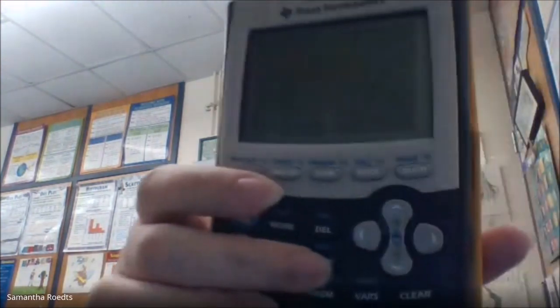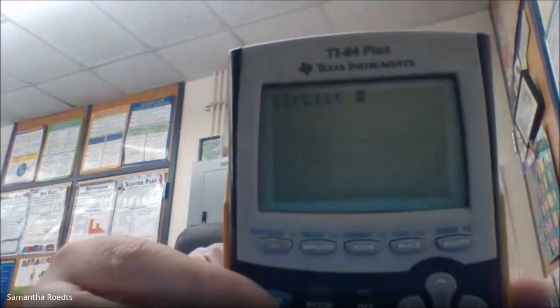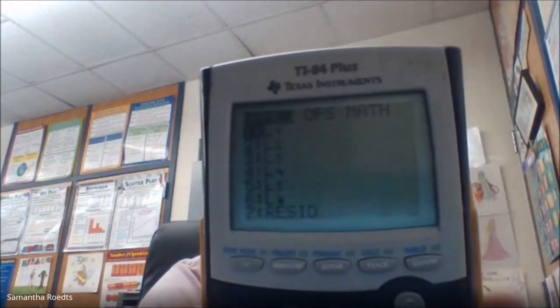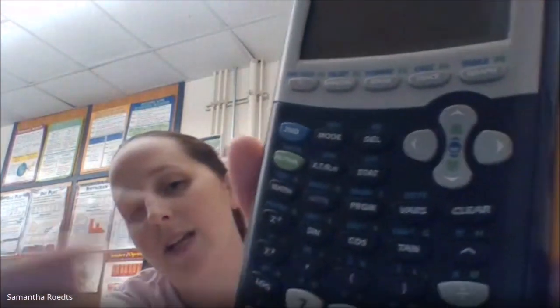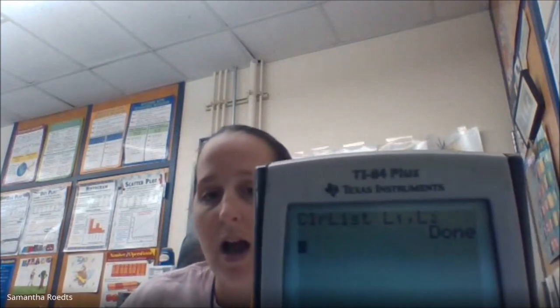So if I want to delete my list, again, I go to stat. Then I go to 4, which says clear list. Then I go to second, and then stat again, so I can pick my list. Now I'm going to pick 1, and then I hit the comma button because I can do multiple lists at the same time. And then I do second stat 2, and then I just hit enter and it clears my list for me. So now when I go back and look at this, I'm going to have a blank list.